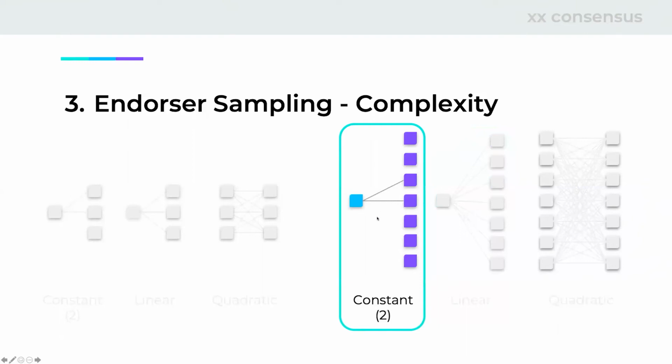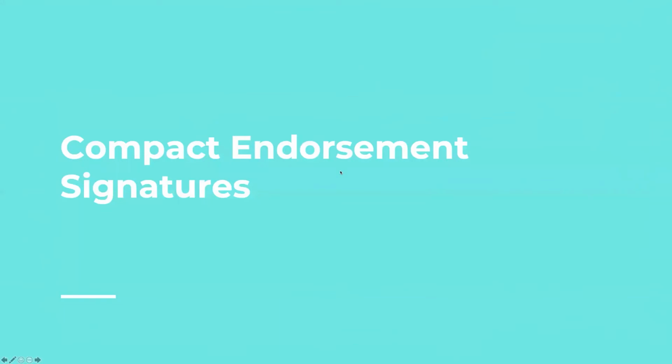Now, when we measure performance of a consensus algorithm, the theory dictates that the worst case complexity always wins. This means that XX consensus is linear scalable. However, as we've just explained, only the endorsers have actual linear complexity. The rest of the network actually achieves constant complexity. So in practice, this will lead to XX consensus performance being closer to constant than linear, which is a very, very important property. Now I will hand over to Mario, who is going to talk about compact endorsement signatures.